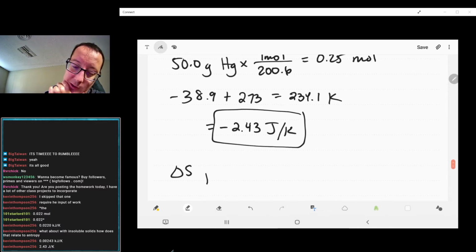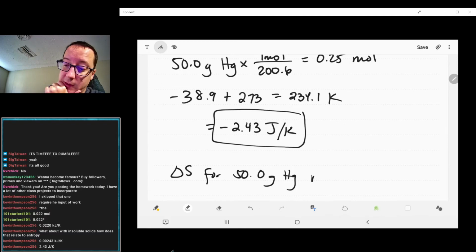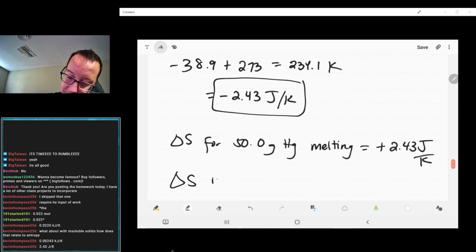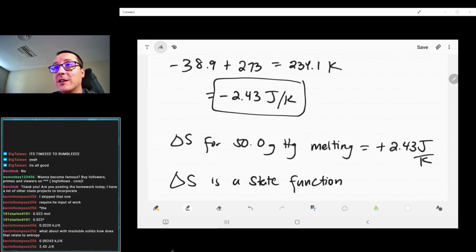Notice that delta S for 50 grams of mercury melting would be positive 2.43 joules per Kelvin. So just like delta H, the sign is going to be the opposite for the opposite process. So delta S is a state function, just like delta H is. So remember, a state function just means that it doesn't matter what your process is. Whatever you're doing to your components, all that matters is point A to point B. Does not matter how you get there.